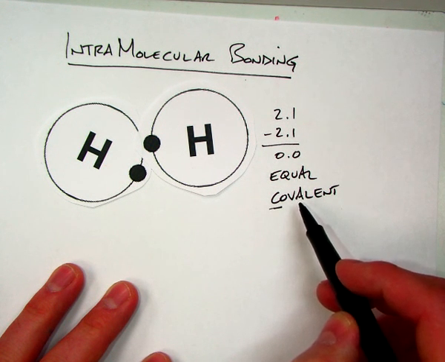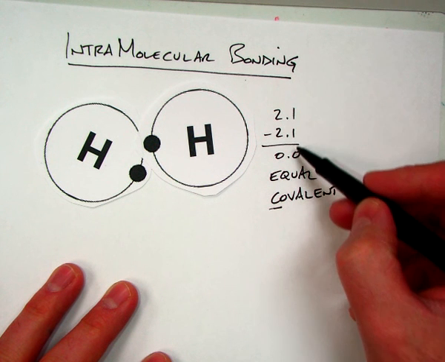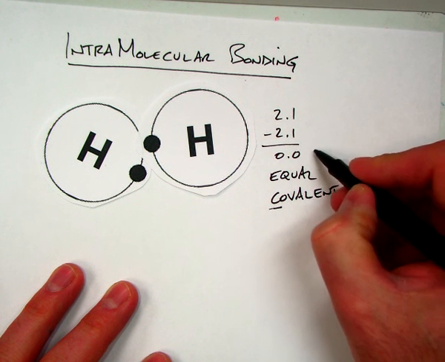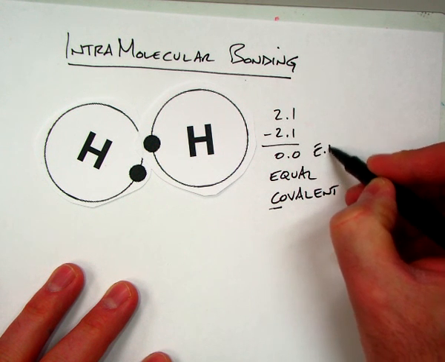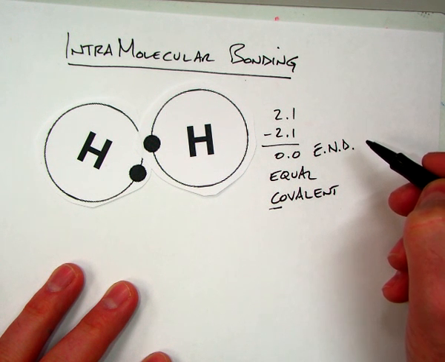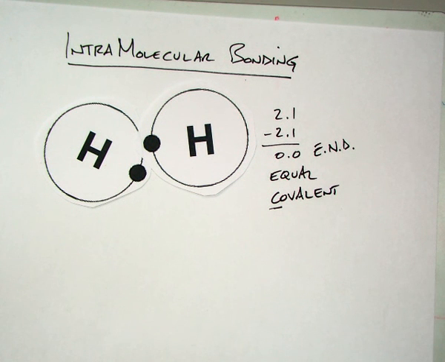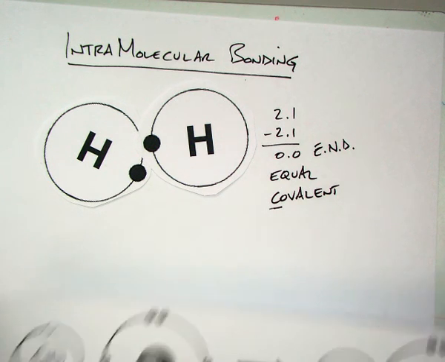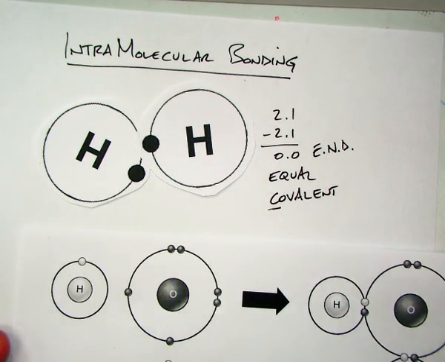By looking at the electronegativities and their difference, which we call the END, the electronegativity difference, that's how we determine what type of bond we have, okay? Next, we're going to take a look at what happens between hydrogen and another common element, which is oxygen, okay? So we'll take a look at that one now.